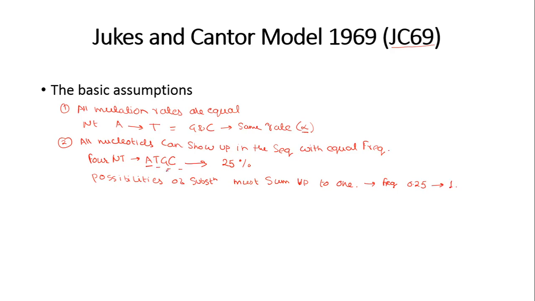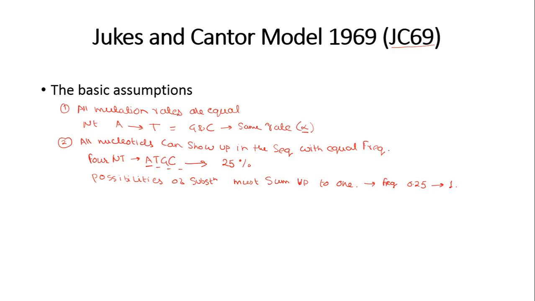Right? But this assumption may not be very realistic, because if we believe this assumption, then there is no space to consider chemical nature like purine to purine or purine to pyrimidine substitution in this model. But anyways, this being the simplest one, let us start out building the model based on these two simple assumptions as it was built up by Jukes and Cantor.